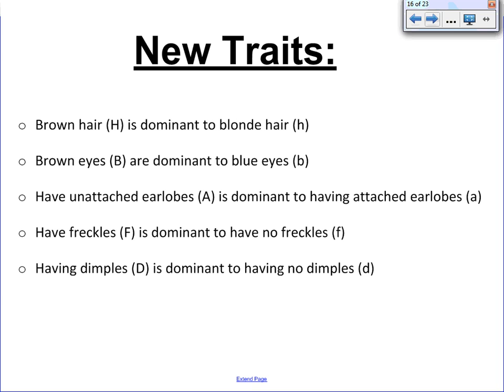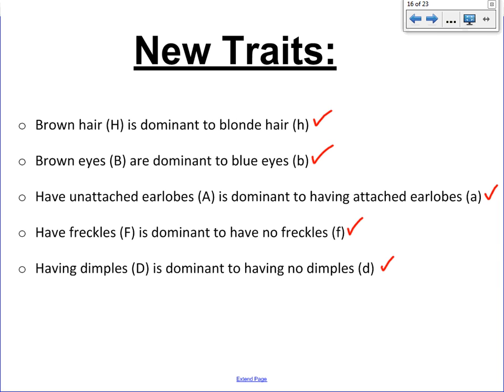All right, we're going to keep our old ones: brown hair, big H, is dominant to blonde hair, little h, and brown eyes, big B, are dominant to blue eyes, little b. But we're also going to talk about 3 new traits: earlobes, freckles, and dimples. In this case, having unattached earlobes, big A, is dominant to having attached earlobes, little a. Having freckles, big F, is dominant to having no freckles, little f. And having dimples, big D, is dominant to having no dimples, little d.